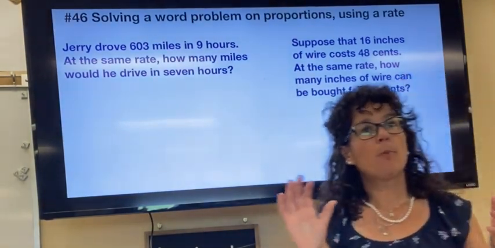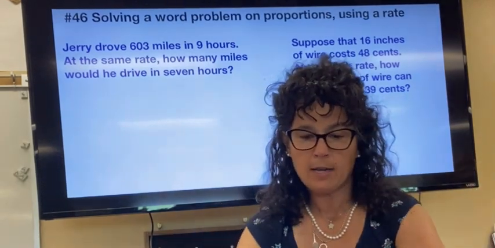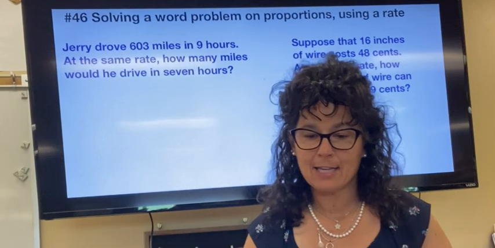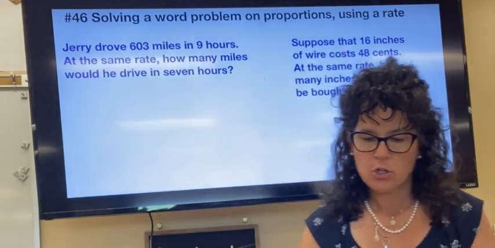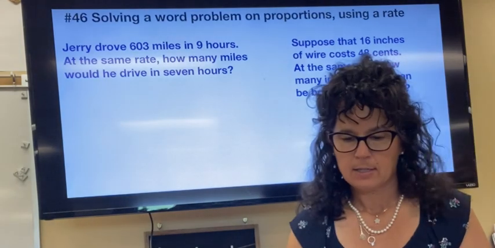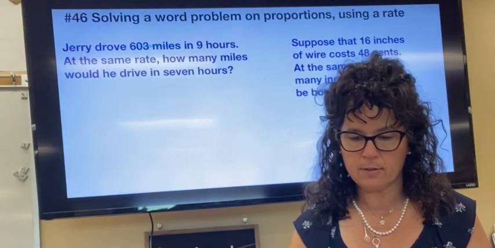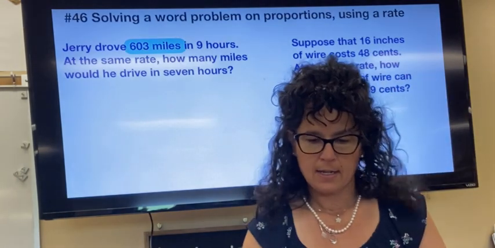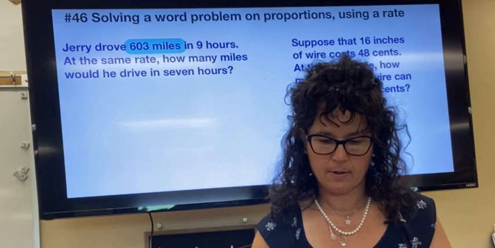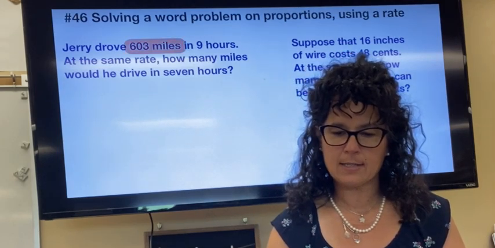Whenever you've got a proportion, you're comparing two things. And so step one, figure out what is it that you're comparing. So in this particular one, Jerry drove 603 miles, and then it took him 9 hours to do that.